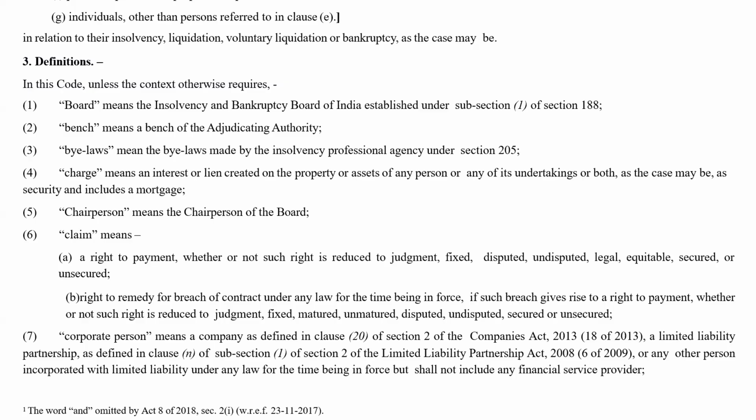Second is right to remedy for breach of contract. What is this right to remedy for breach of contract? It must be different from the right to payment. Because if you have entered into a contract and you have breached that contract, there is a breach of contract. So naturally, if there is a breach, then the other party has a right to remedy, right? But what sort of right? If such breach gives rise to right to payment, right? So any breach which gives rise to right to payment, that is also covered under claim.